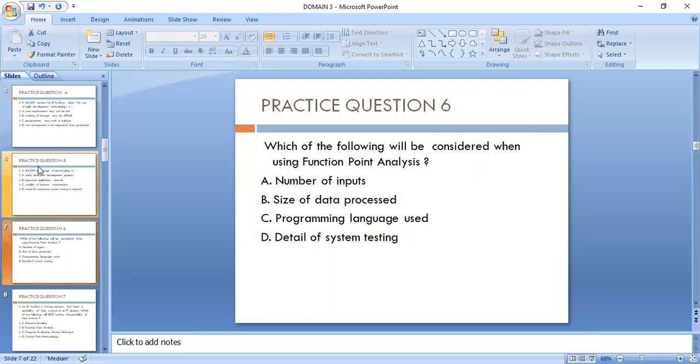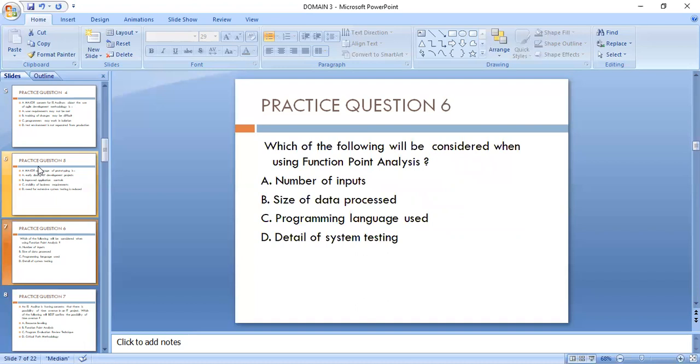Six. Which of the following will be considered when using function point analysis, FPA? A. Number of inputs. B. Size of data processed. C. Programming language used. D. Detail of system testing. So what do we need when we want to use FPA? Function point analysis is used for software size estimation.